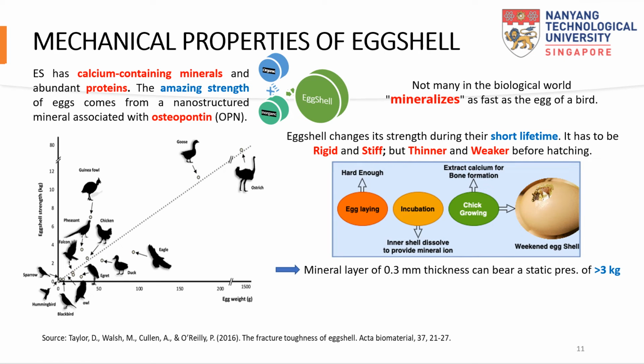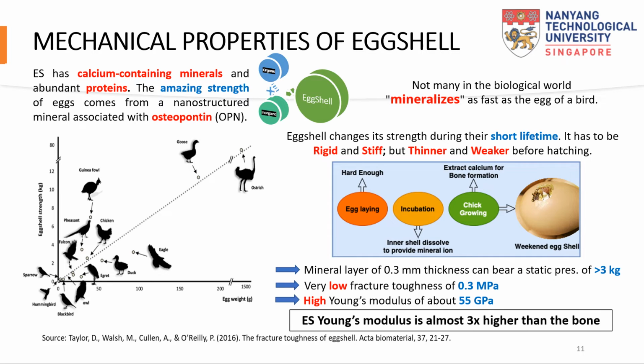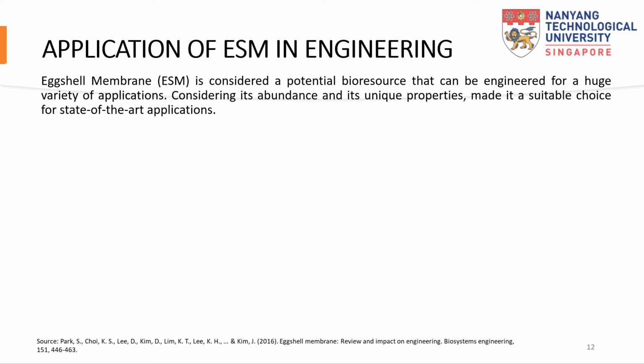In chicken eggshell, the mineral layer is about 0.3 mm thick and can withstand a static pressure of more than 3 kg. Eggshell has a low fracture toughness of 0.3 megapascal and a high Young's modulus of about 55 gigapascal. The Young's modulus is impressively almost 3 times higher than bone. Eggshell membrane is a potential bioresource that can be engineered for a variety of applications. Considering its abundance, its unique properties make it suitable for state-of-the-art applications.